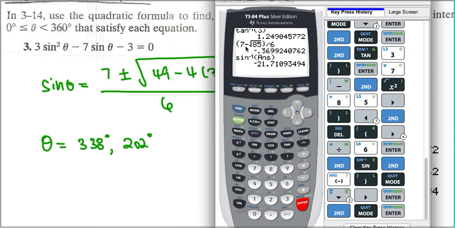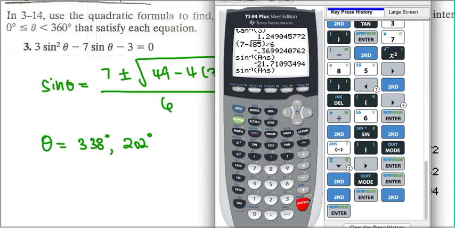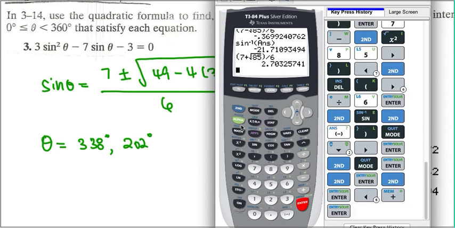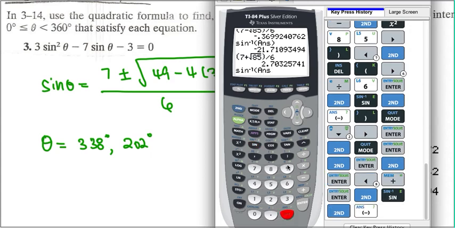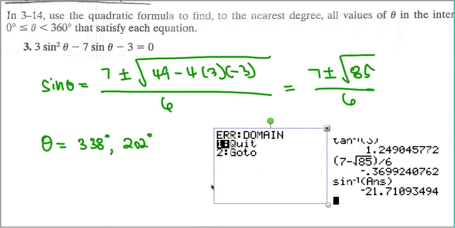Now, how about the other one? The other one is the same, except the middle value would have been positive. So we just have to change the middle one into positive. Alright, we just changed it into positive. And then arcsine of the answer, which we just calculated. Domain error, it doesn't work. That means basically there are no values of such kind. So therefore, that's not going to work.